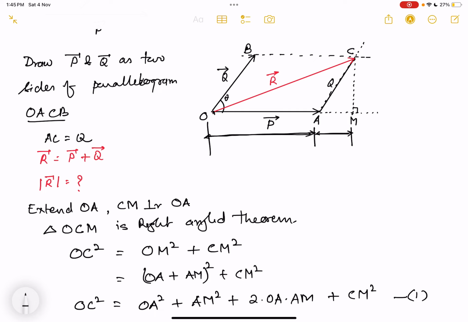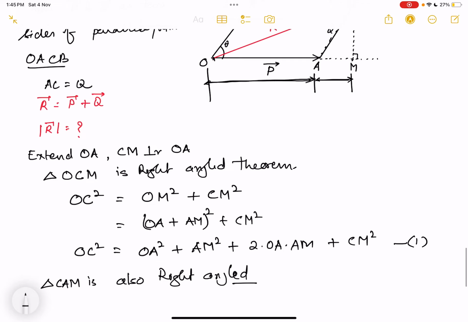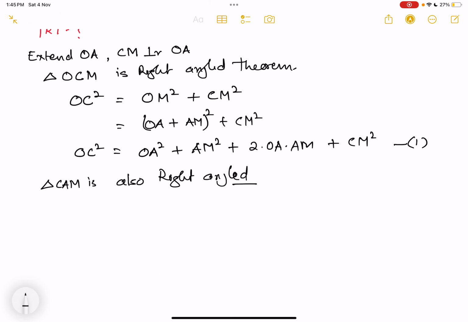CAM. And can you again write, triangle CAM is also right angled? Am I right? So can we write Pythagoras theorem for that also? How do we write? AC square is equal to CM square plus AM square. Correct?